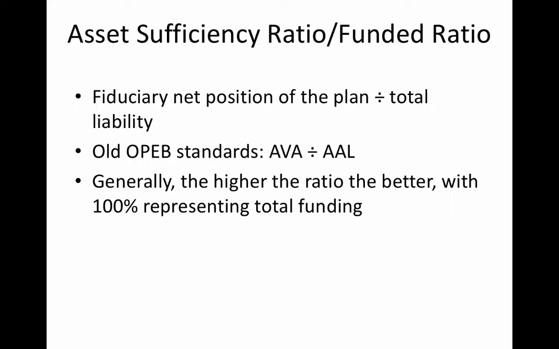Ideally, you want this number to be 100%. You want it to be fully funded, but as I mentioned before, normal changes in the economy from year to year are going to cause that ratio to fluctuate, and other things that cause the liability to grow or to shrink will affect that as well. So your goal is to get close to 100%, and the higher that number generally, the better funded they are.